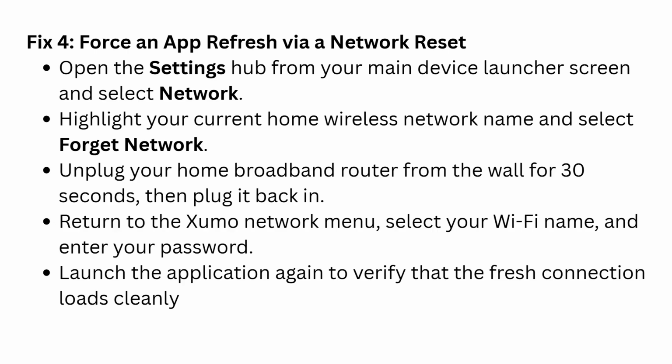Open the Settings hub from your main device launcher screen and select Network. Highlight your current home wireless network name and select Forget Network. Unplug your home broadband router from the wall for 30 seconds, then plug it back in.